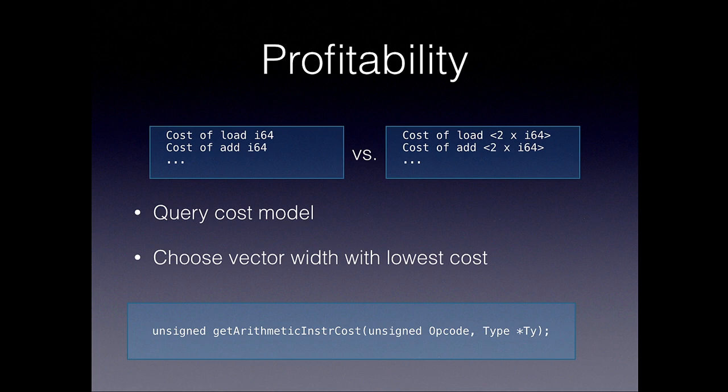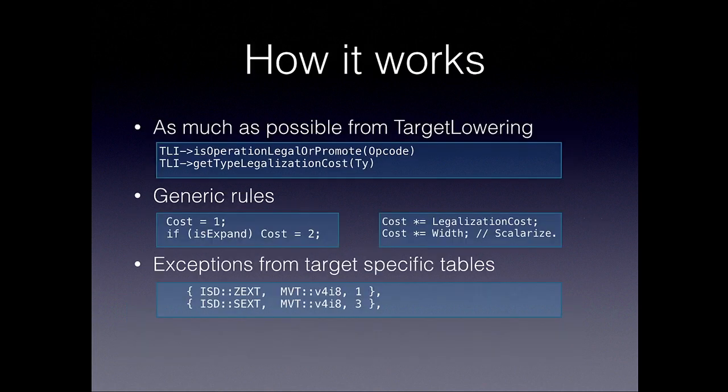I have an example of an API call here from the cost model. We can ask, for example, what is the cost of this arithmetic instruction? We pass an opcode, for example an add, and we pass a type, either a scalar I32, or let's say a vector type of 4 I32s.